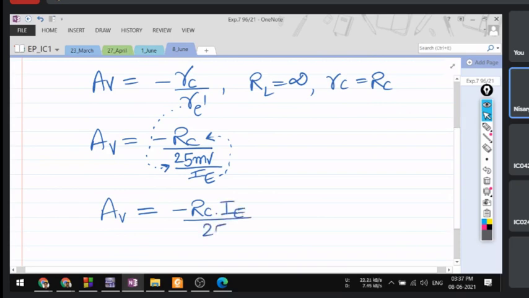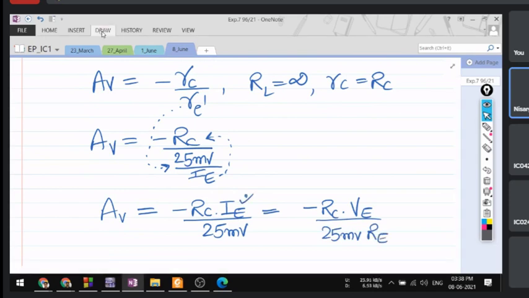Okay, divided by 25 millivolt, right? Millivolt. But we know that IE is nothing but VE by RE. So here you can see that this is nothing but minus RC into VE upon RE. So 25 millivolt will be as it is, and RE will be there. IE is nothing but VE by RE.